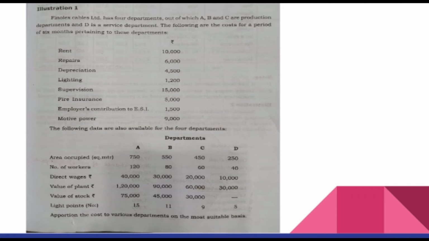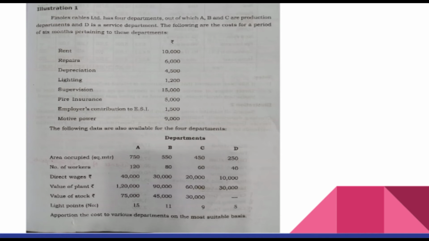First item, rent. Rent is related with area occupied by each department, as we already discussed in our theory portion. Then repairs is related with value of plant and machinery requiring repairing work. Depreciation is also related with plant and machinery. Then value of plant is the basis for repairs and depreciation. Then lighting is related with the light points.